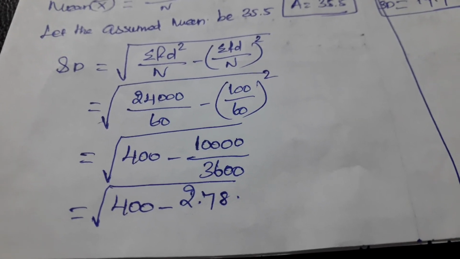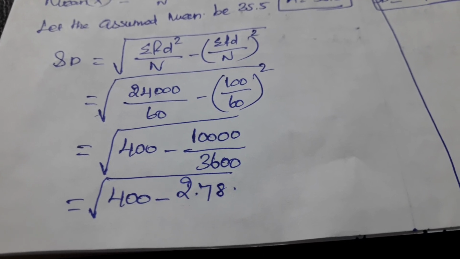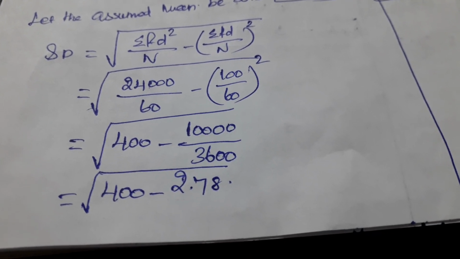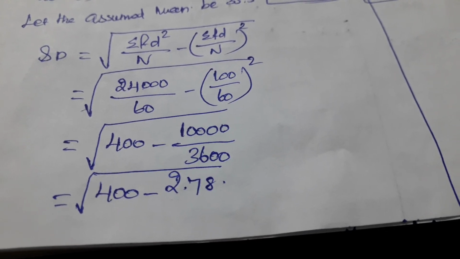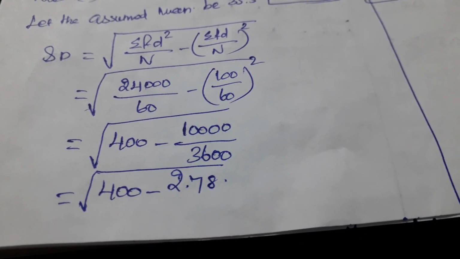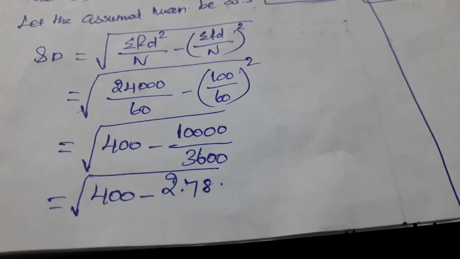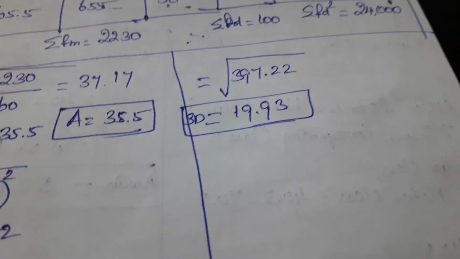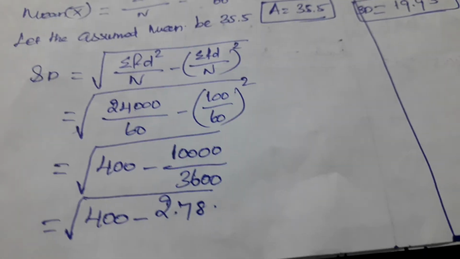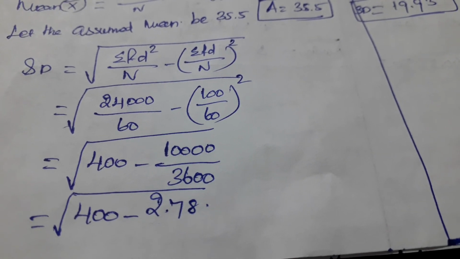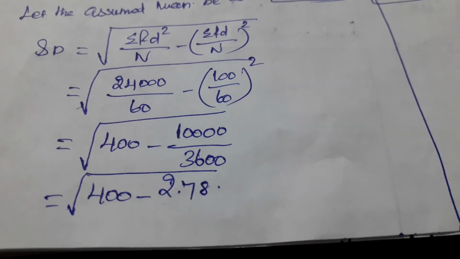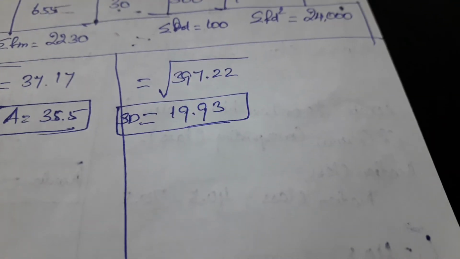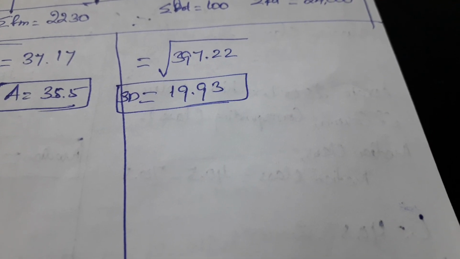Now we will move to calculate the standard deviation. The standard deviation formula is summation fd squared by n minus summation fd by n, whole squared. It's all under root. So we need to put the values. First the fd squared value is 24,000. So 24,000, n value 60, fd value 100, n value 60. If we solve it, we get the value as 397.22 under root.